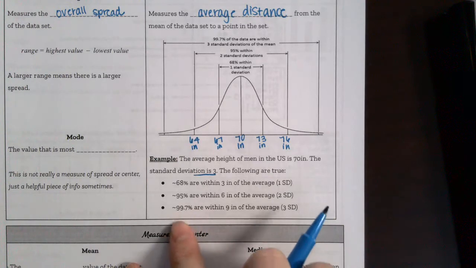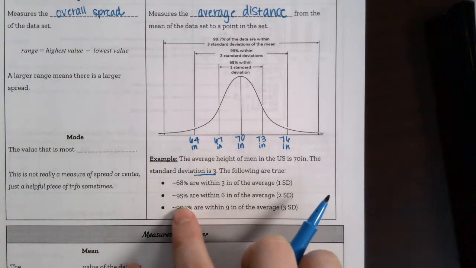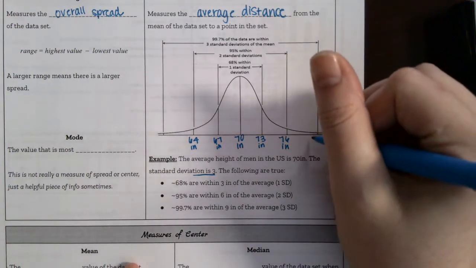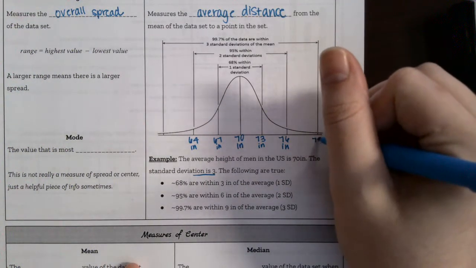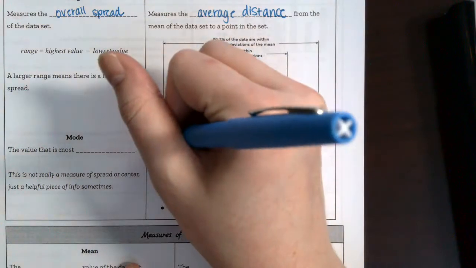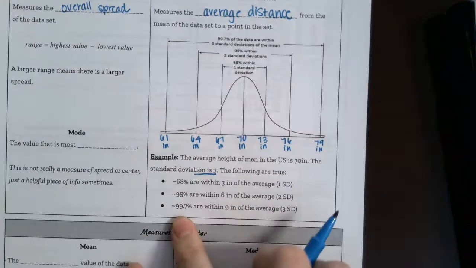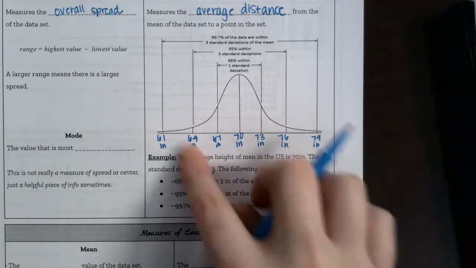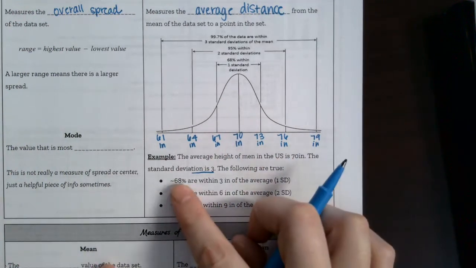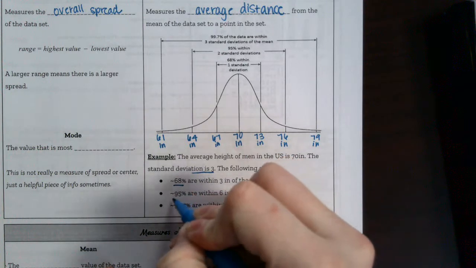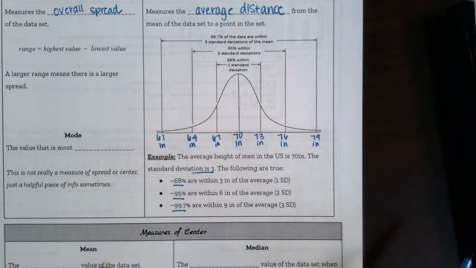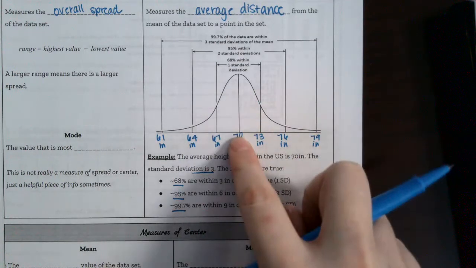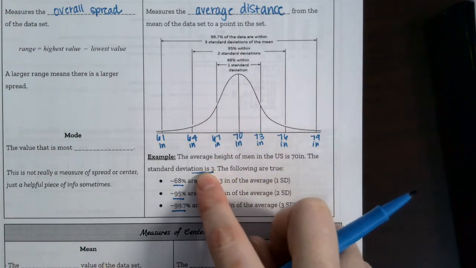And lastly, essentially everyone except a few outliers are within 3 standard deviations, which is 9 inches. So again, we go 3 inches out, that's 79 inches here and 61 inches here. So essentially it's 99.7%, but essentially all of the population is within 3 standard deviations. And these numbers don't change. These percentages right here, those stay the same. What will change is your average, so whoever your middle is, and then how big your standard deviation is.